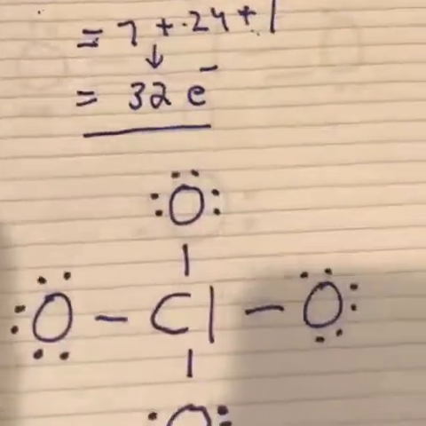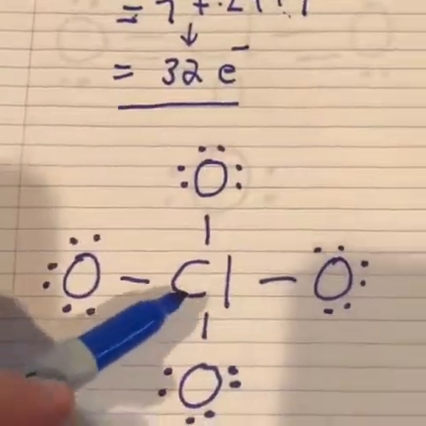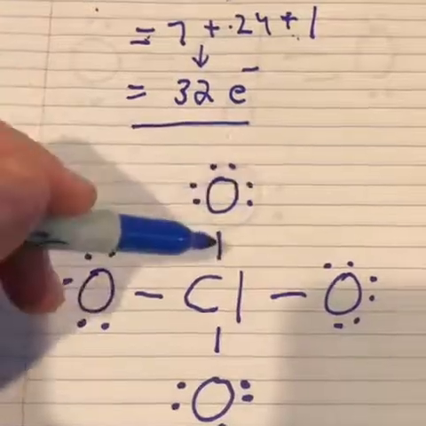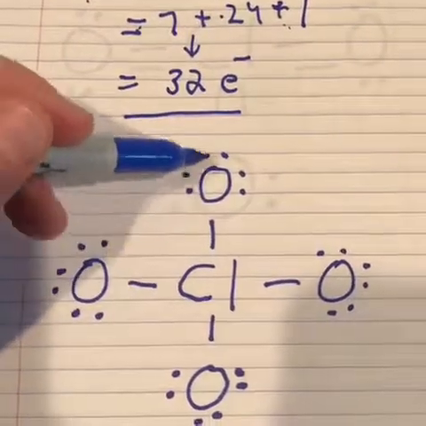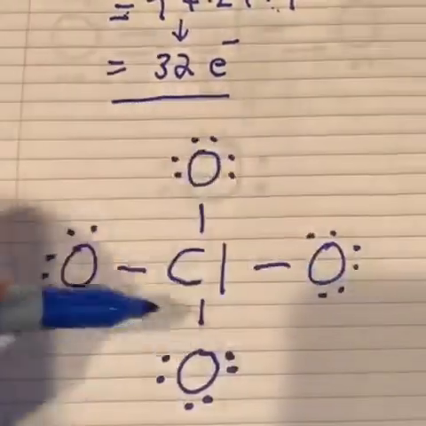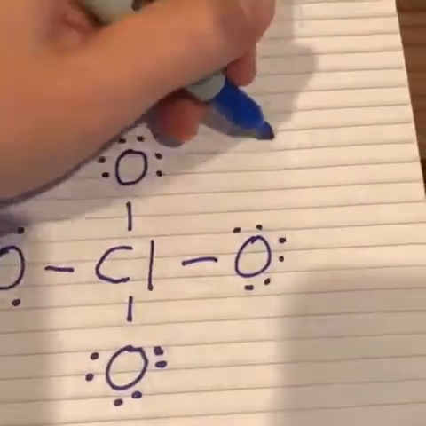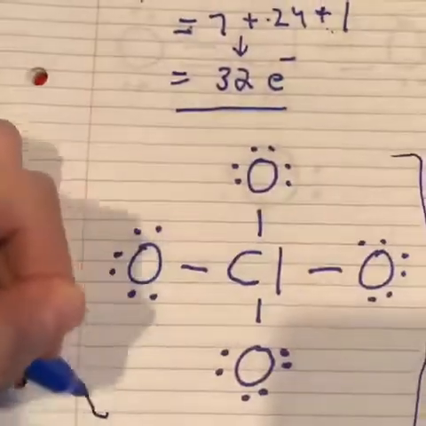So now we just draw it like we normally would draw it. The Cl in the middle bonded to 4 oxygens, and we have how many electrons here? Well, we have 1, 2, 3, 4, 5, 6, 7, 8. 8 here, 8 here, 8 here. We have 32. So it seems like we're good, right? But we're not good. And this is why.